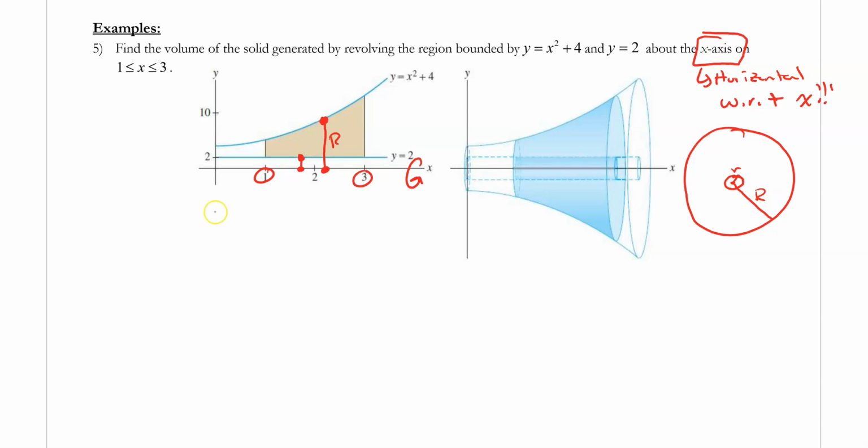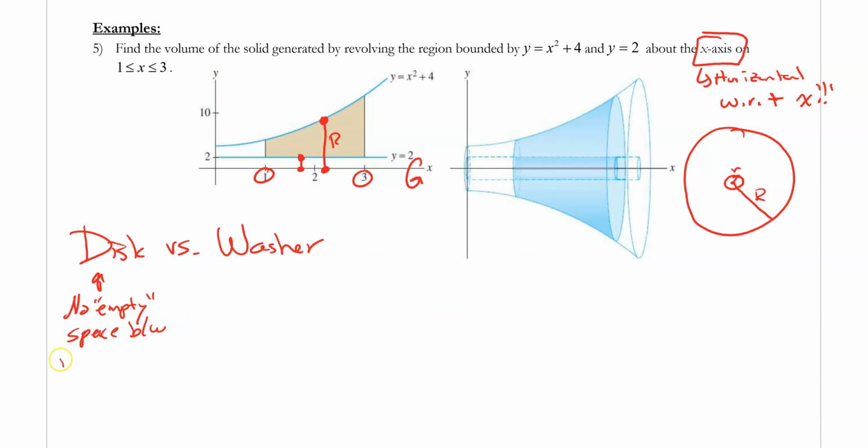Now, one thing I probably should have clarified that's going to be very helpful: how do we know if it's a disk versus a washer? Well, a disk has no, what I call, empty space between our region and axis of revolution. So I'm going to call that AOR, axis of revolution. A washer has some empty space between your bounded region and your axis of revolution, AOR.